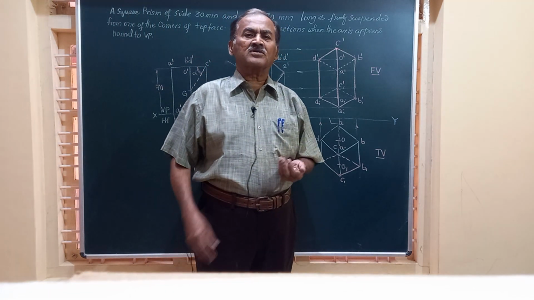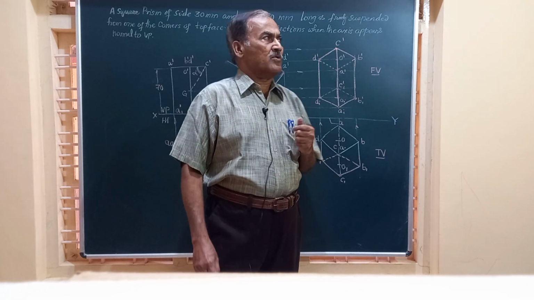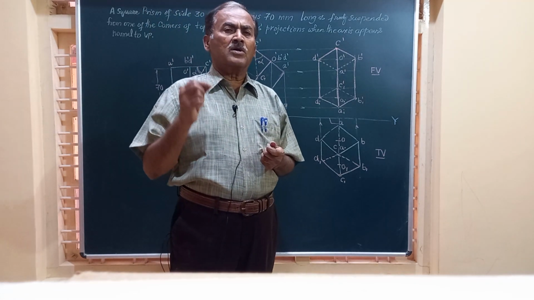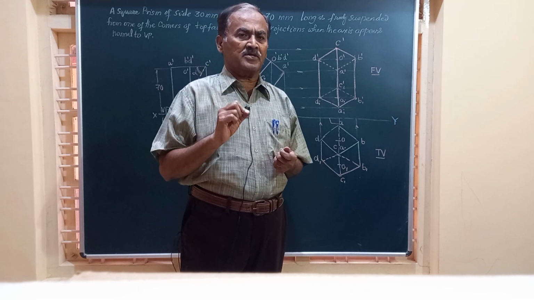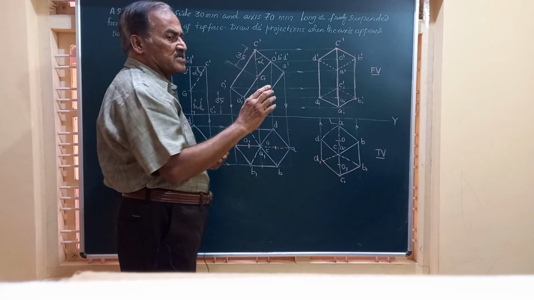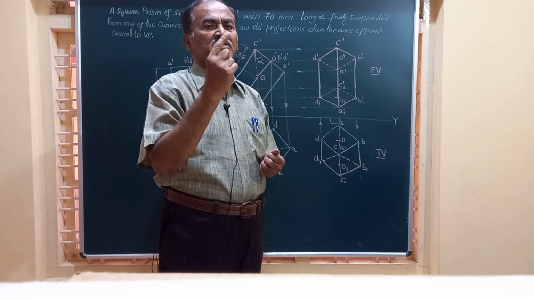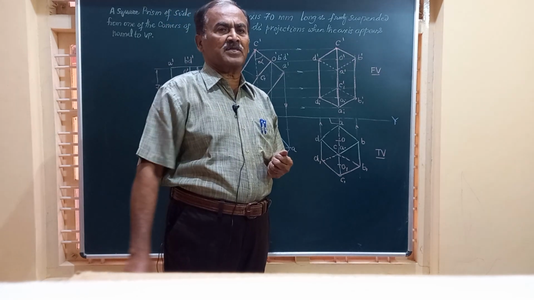Very good morning, friends. Myself, Dr. M.H. Chennaiya. In today's video, we are going to work out a problem on the projection of a square prism whose dimensions are given, and it is being suspended from one of the corners of the top face. The top face will have a square face, and there are four corners A, B, C, D. It is supported from that.